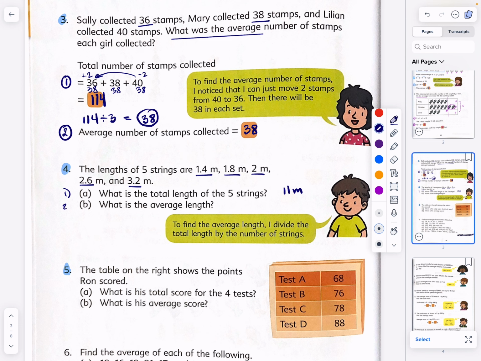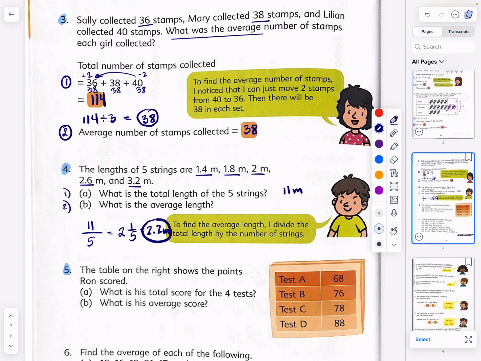What is the average length? For step 2, we would take the total and divide it into 5 equal parts, and therefore 5 goes into 11 2 times and 1/5 remaining, so it's 2 and 1/5, or 2.2 meters. 2.2 meters on average is the length of each string.